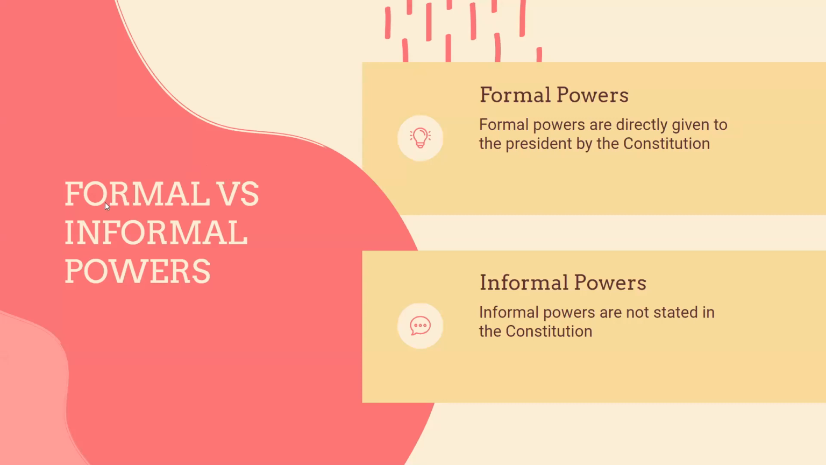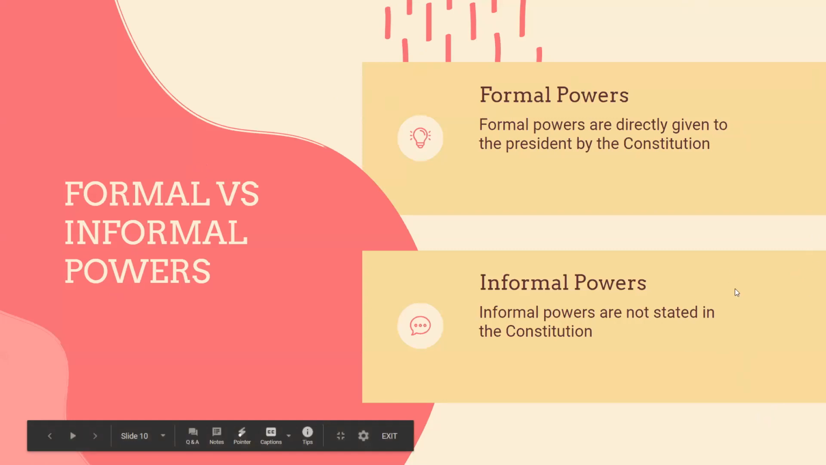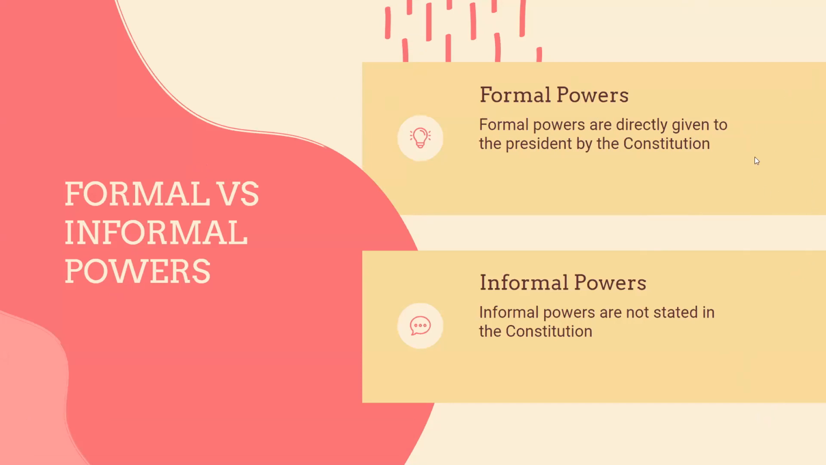So now we go to formal versus informal powers. So a formal power, in basic terms, is a power given directly to the president by the Constitution. So it's like stated in the Constitution. And then informal is not in the Constitution. It's more like implied. So that gives a lot of leeway.